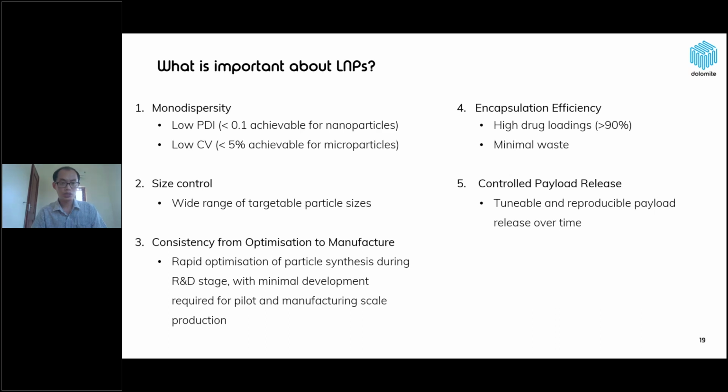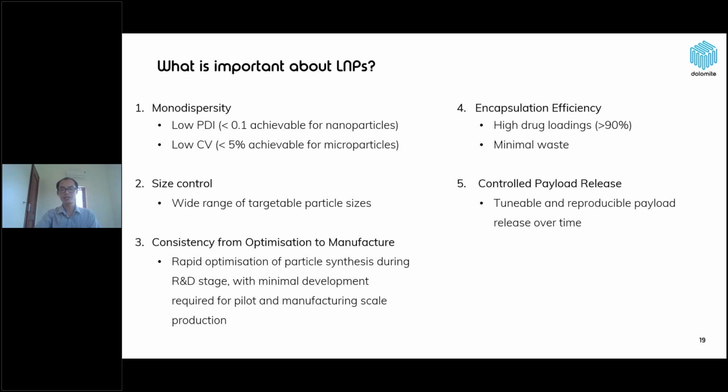And also, what is important about the lipid nanoparticle and liposome that customers want to achieve? So the first important thing is monodispersity, with low PDI and low CV being good. The second is size control, so being able to target the particle size is good for the customers. And the third one is consistency from the optimization process to manufacture.